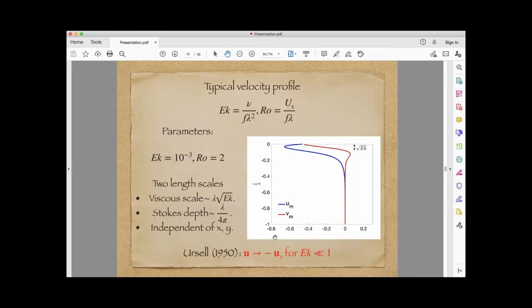Okay. And if we take the limit Ekman going to 0, which is basically viscosity going to 0, which is actually the case in the ocean, you do get the velocity field. Actually, I should have put, so the mean Eulerian flow actually goes to minus US. So you do get this anti-Stokes flow in the limit Ekman going to 0. So Ursell seems to be correct here.